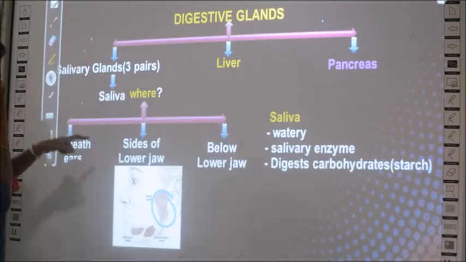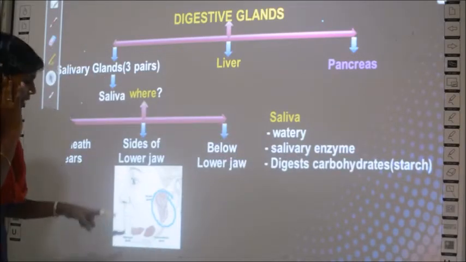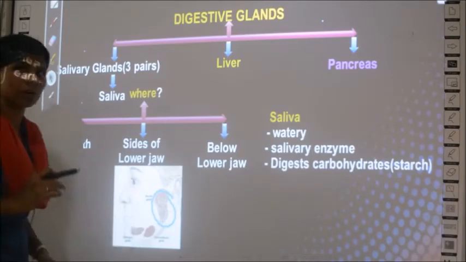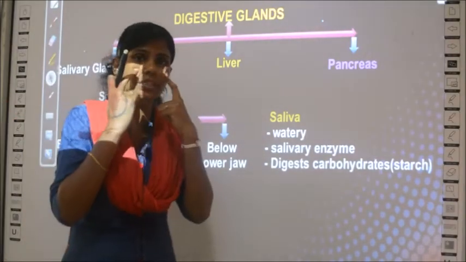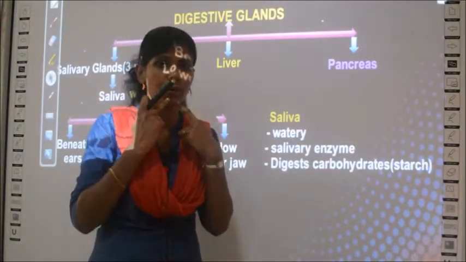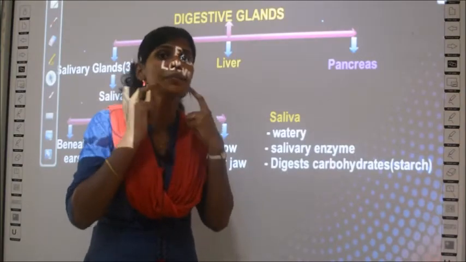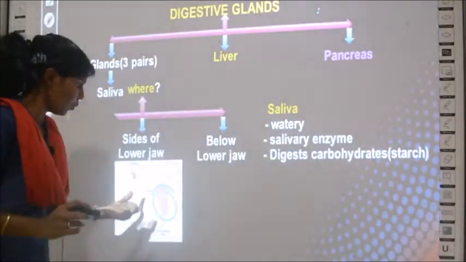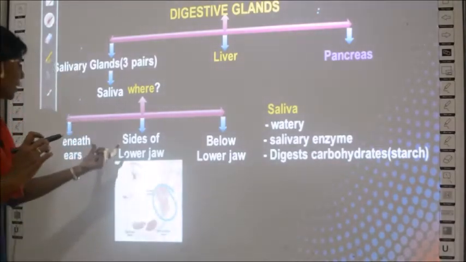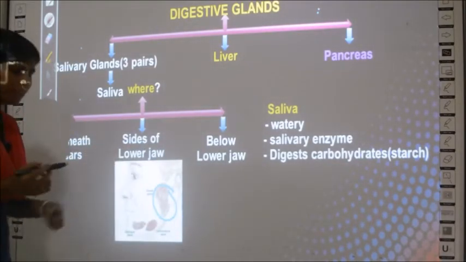There, beneath the ears, and then the sides of the lower jaw. See, you have 2 jaws, right? Upper jaw and lower jaw. This is the upper jaw and this is the lower jaw. So one pair is beneath the ears, the second pair is in the sides of the lower jaw.